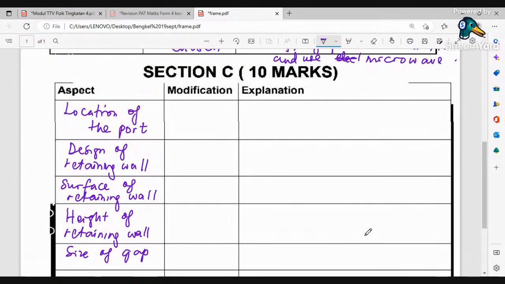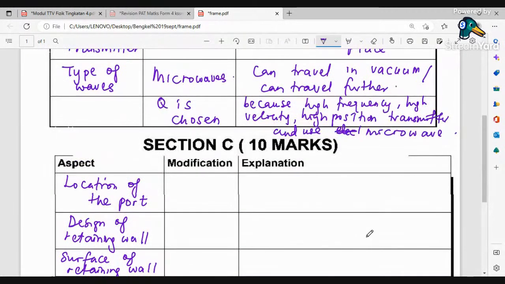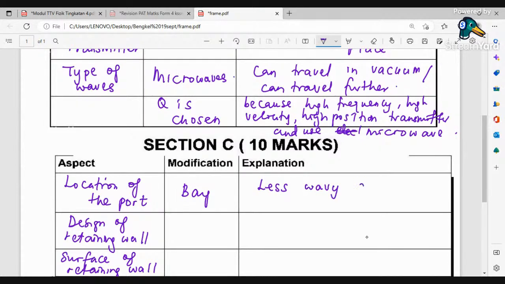We have 5 only. Okay, location of the port is either you choose bay or cape area. So normally we choose bay area. Bay area is a less wavy area. Okay. Don't write to prevent erosion because it's already given in the question. You cannot repeat that.